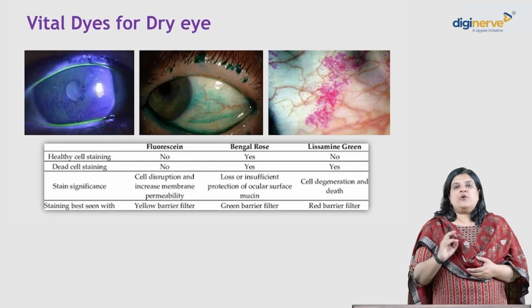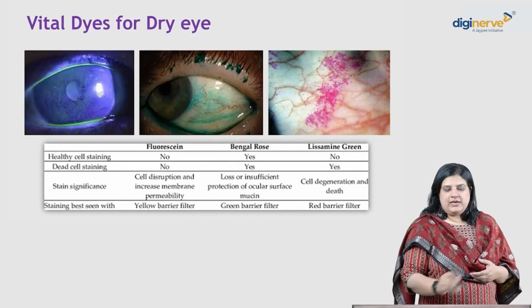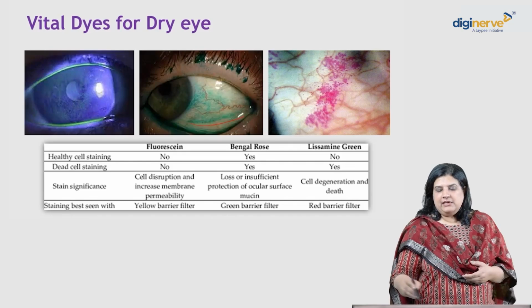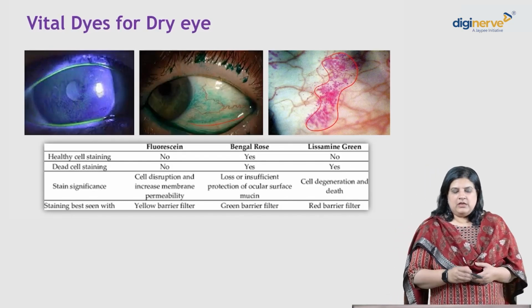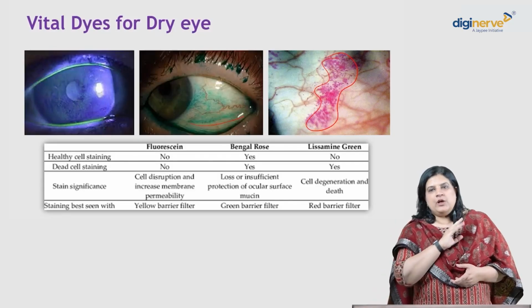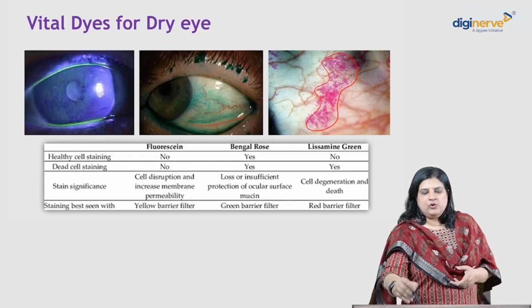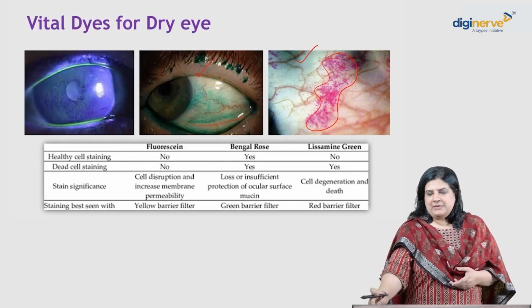Revisiting the images for vital dyes for dry eye: cobalt blue filter, Fluorescein staining. The second image shows green, so it's Lissamine green, and pink, pink, pink. Here we are getting Rose Bengal. So we know which filter to use for Fluorescein, cobalt blue. Others without a filter, under white light, high illumination for Rose Bengal, low illumination for Lissamine green.